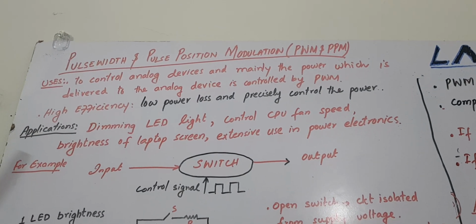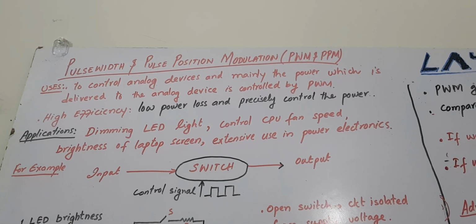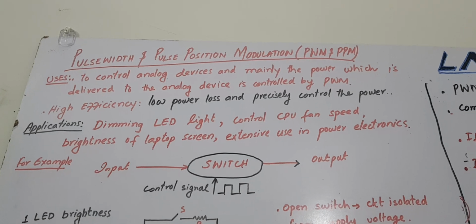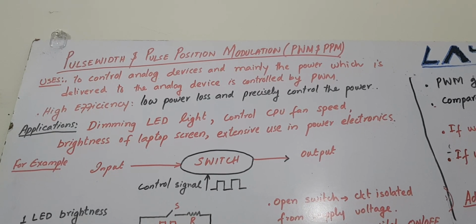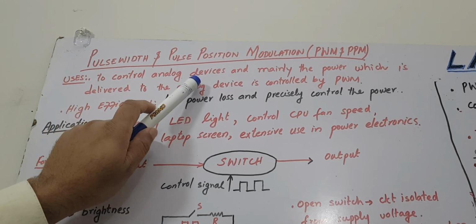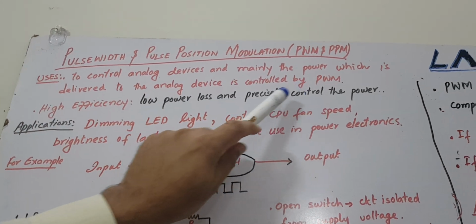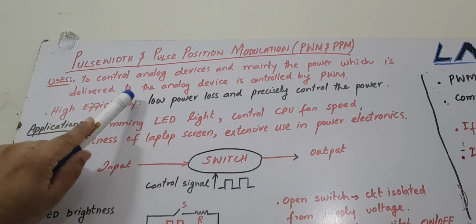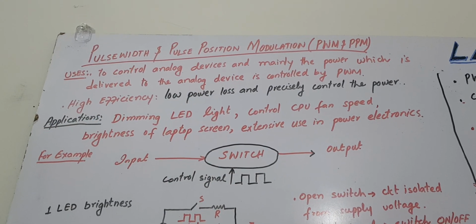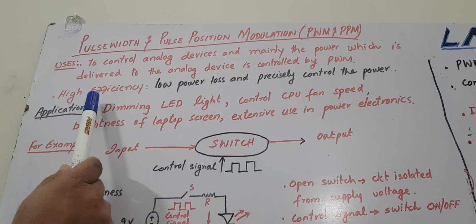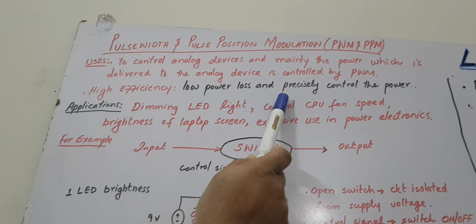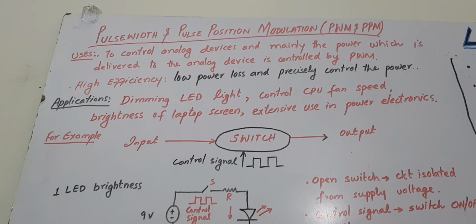So the first one is pulse width modulation. Pulse width modulation is very important and it is mainly used in many applications. It is used to control analog devices, and mainly the power which is delivered to the analog devices is controlled by pulse width modulation. Its efficiency is very high, so there is low power loss and precise control of the power.